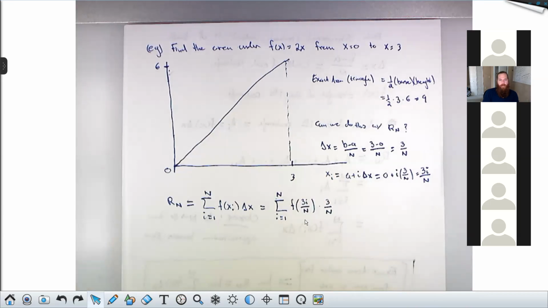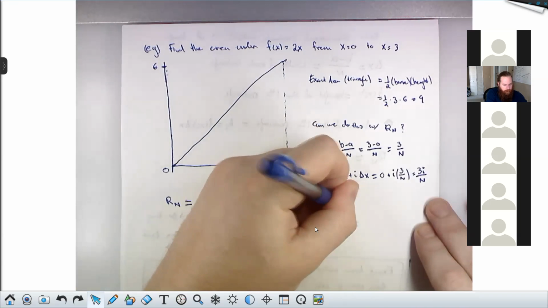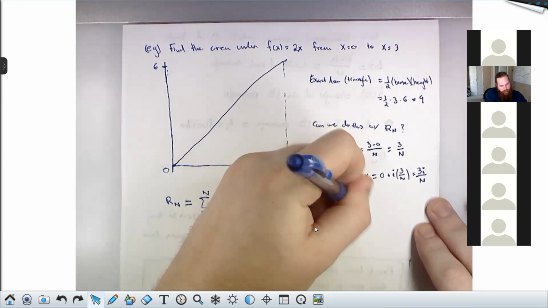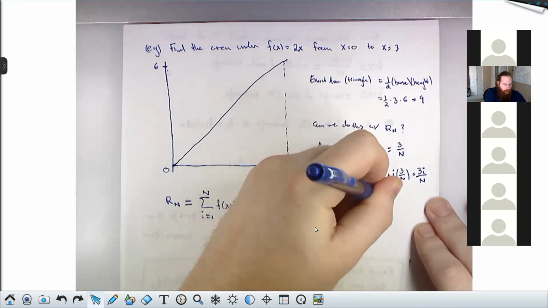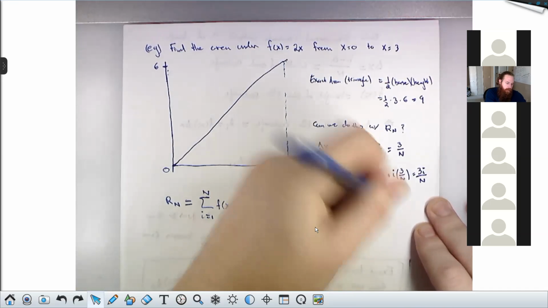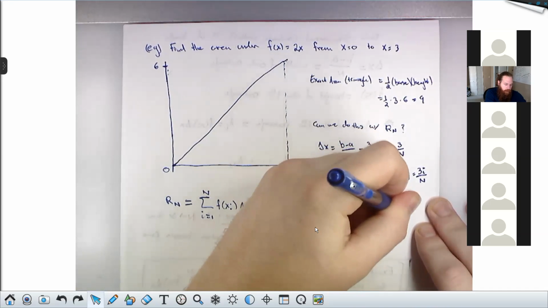But what is the function f? What is this piece? f of anything is 2 times that thing. That's all. So f of 3i over n is 2 times 3i over n. So this is sigma i from 1 to n, 2 times 3i over n times 3 over n.